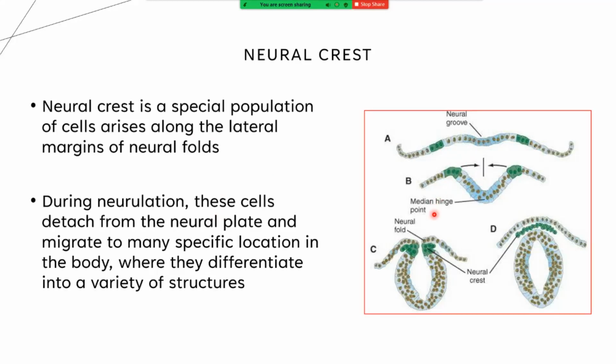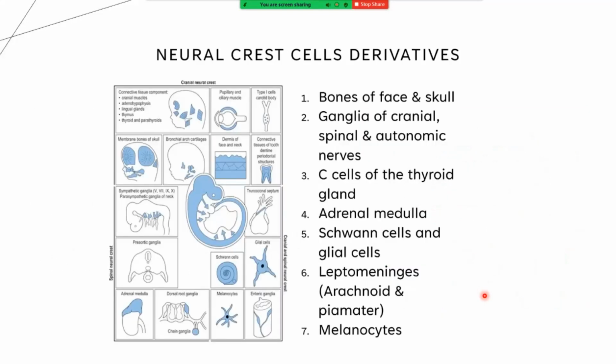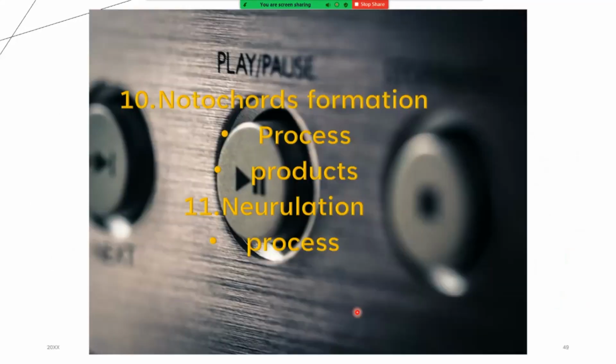During neurulation, the cells detach from the neural plate and migrate to many specific locations in the body, where they differentiate into a variety of structures. So these are all the neural crest derivatives: bone of the facial skull, ganglia of cranial, spinal, and autonomic nerves, C cells of the thyroid gland, adrenal medulla, Schwann cells and glial cells, arachnoid and pia mater, and melanocytes.